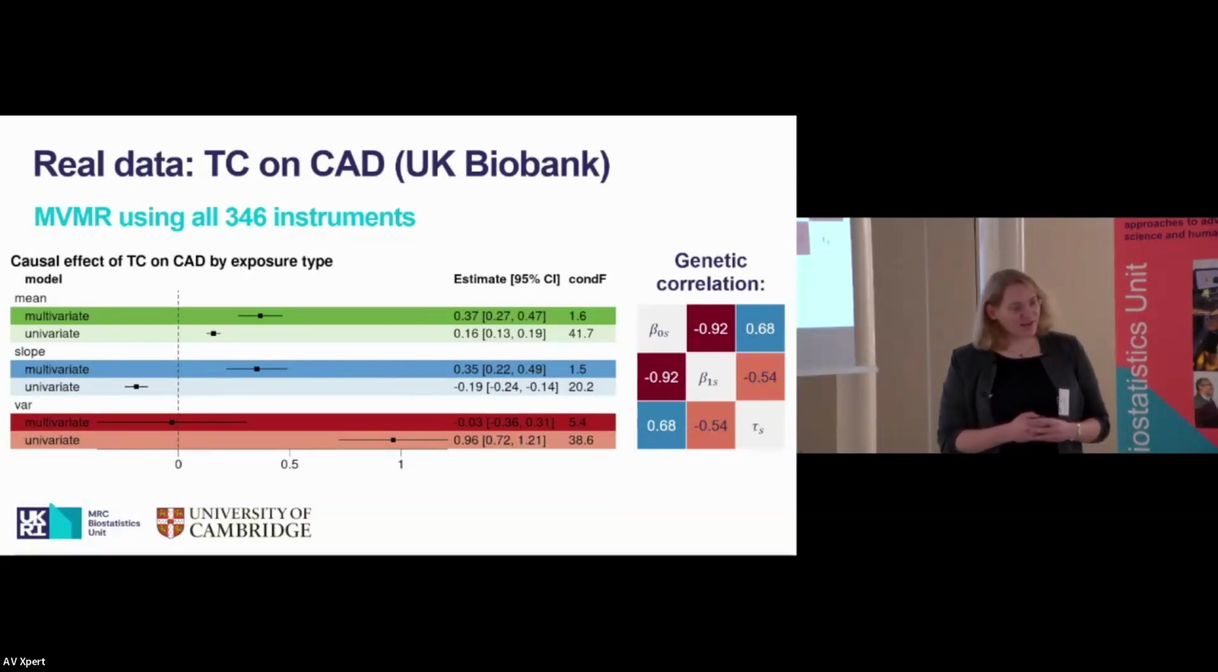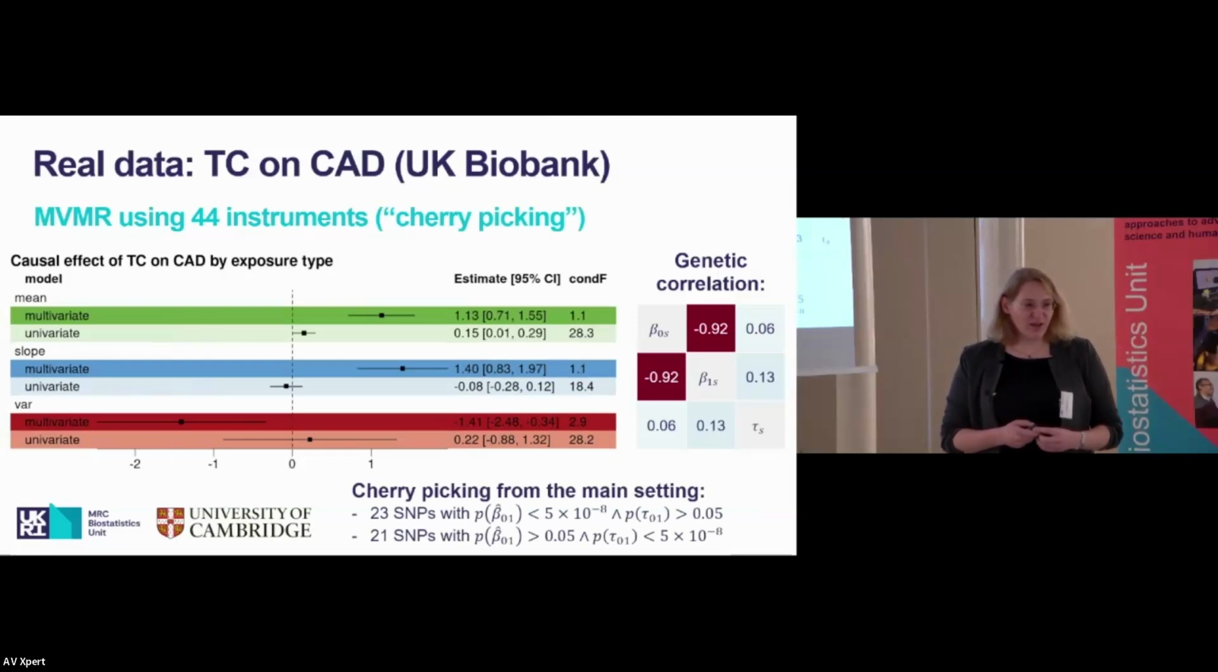So I was like, okay, let's do some cherry picking. Can I somehow create this genetic correlation that I had in my first scenario for my simulation? And of course, I had many SNPs available, so I could cherry pick those that were strong for the mean and those that were strong for the variability and not associated with each other. So 44 instruments, that's a drastic reduction of instruments, but I wanted to see if it works. And yes, we find an effect in the variability. So maybe this is all just genetic correlation that killed the effect in the first analysis.